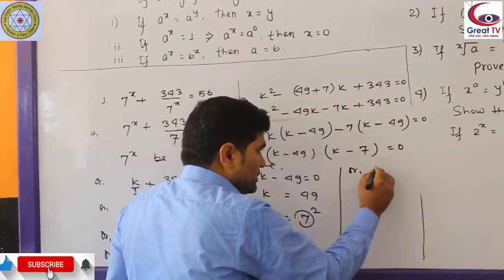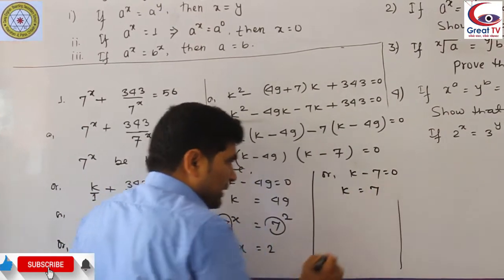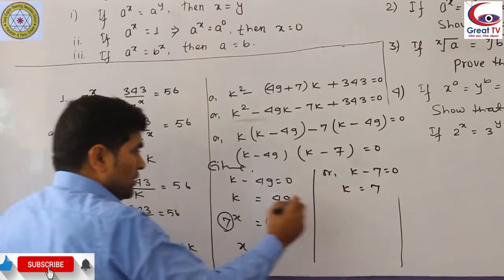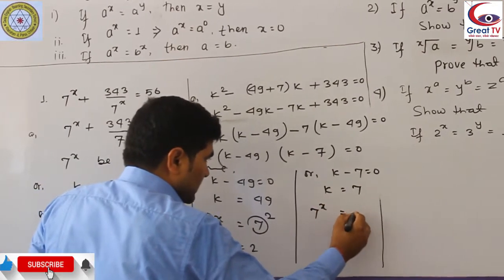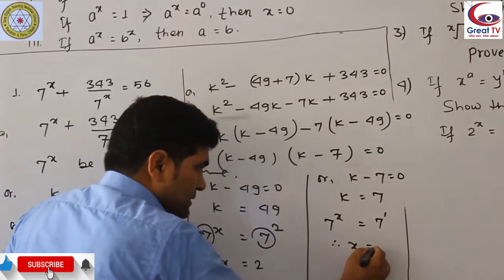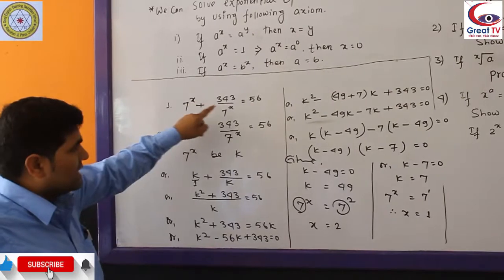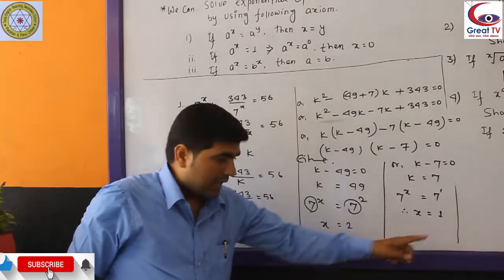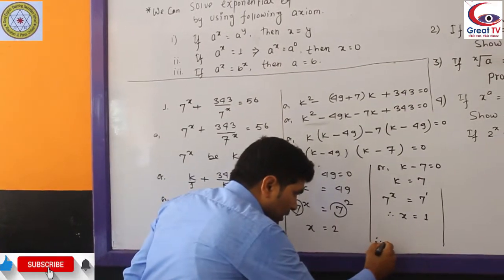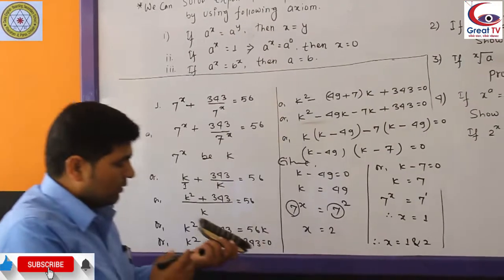Another factor equal to 0: k minus 7 equal to 0, k equal to 7. Now the value of k equal to 7 power x equal to 7 power 1, therefore x equal to 1. Now the solution: the values of x are 2 and 1. Therefore x equal to 1 and 2.